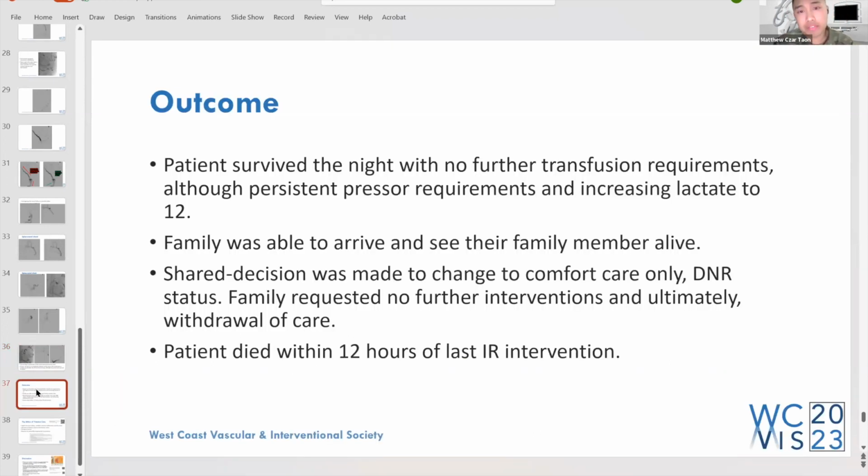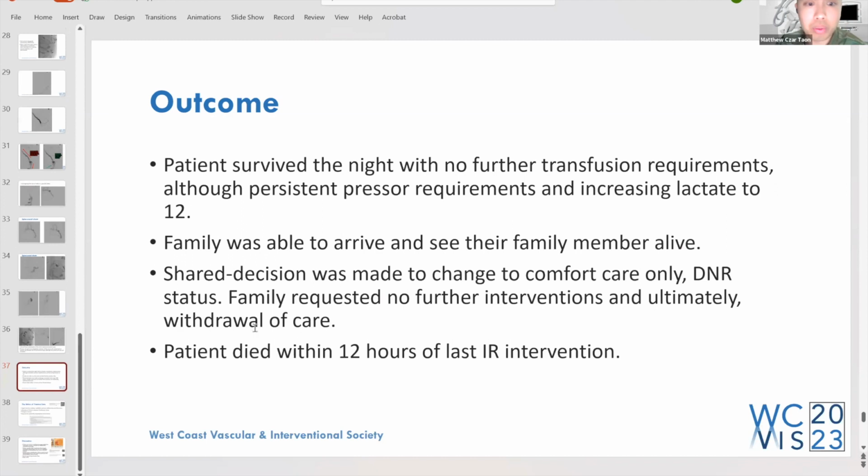Outcome. Patient survived the night. No further transfusions. Most likely we got the culprit bleeder, but he continued to require pressors, max pressors, rising lactate. Family was able to arrive, see their family member alive, but in his condition, they decided, shared decision, to comfort care only, DNR. They requested no further interventions. Ultimately, they decided withdrawal of care. Patient died within 12 hours of the IR intervention, although he did live to see his family.